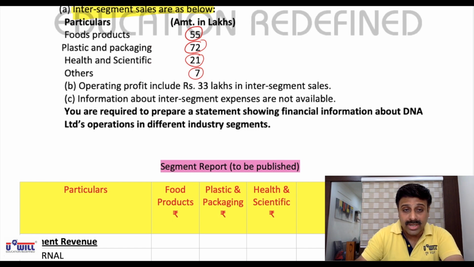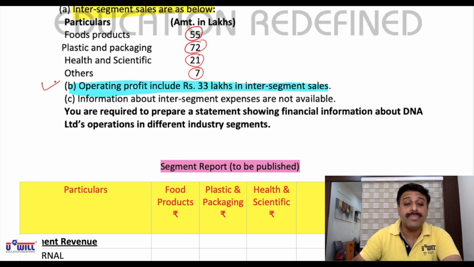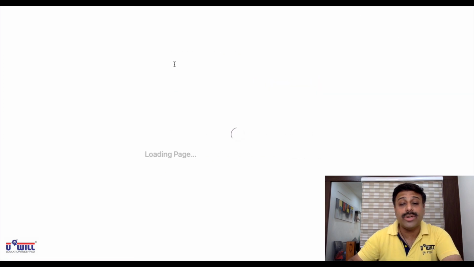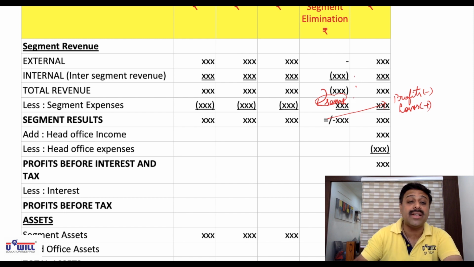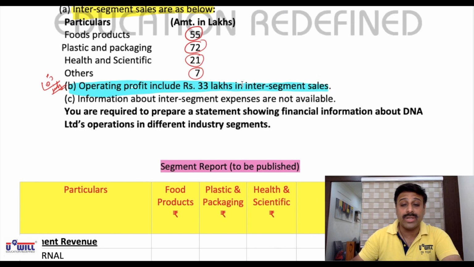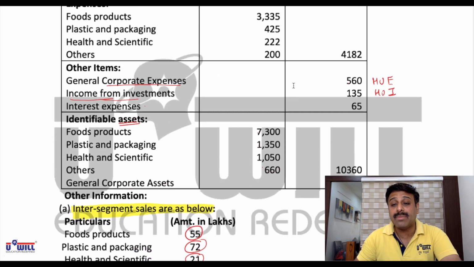Operating profit. This is important, very important. Operating profit includes 33 lakh in inter-segment sales. Very important, everyone. Now, what is the importance? Understand it. I explained to you in the beginning today that either you can sell these goods to another segment at profit or at cost, and then I explained that example of 1200 also. If you sell at 1200, then 900 would be your expense and 300 would be your profit. It is that situation over here. Inter-segment profit is 33 lakhs.